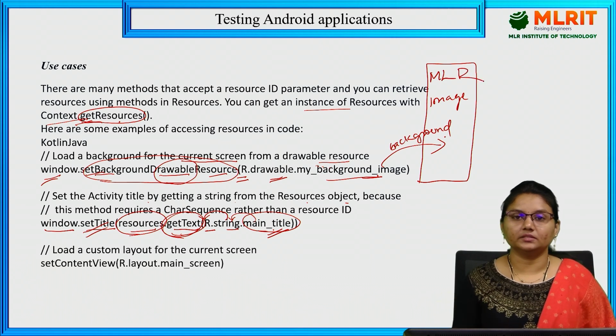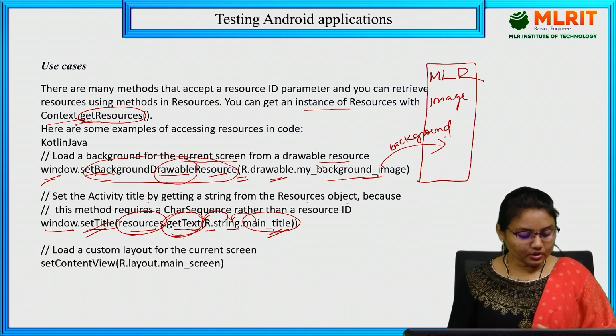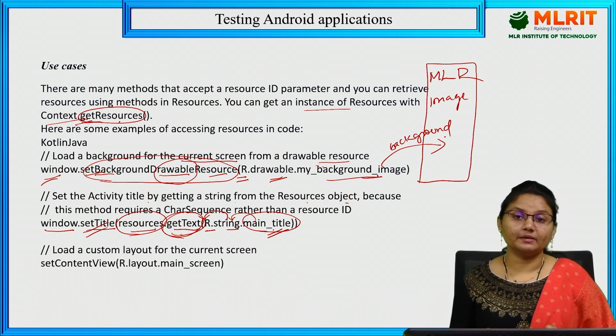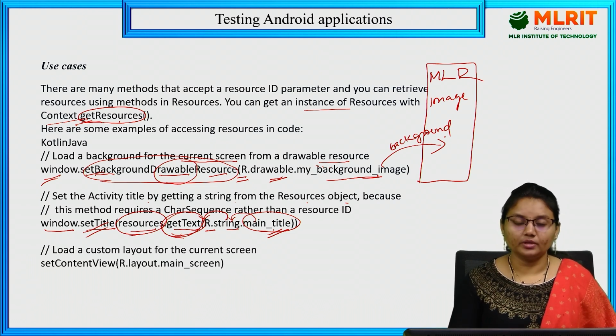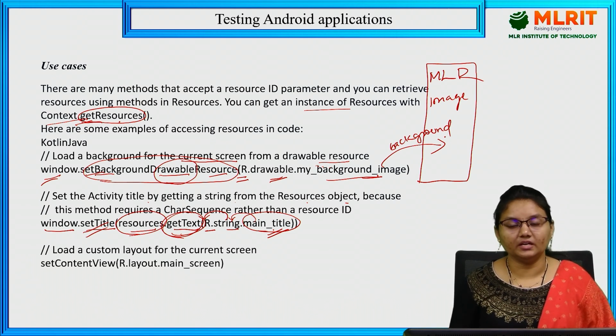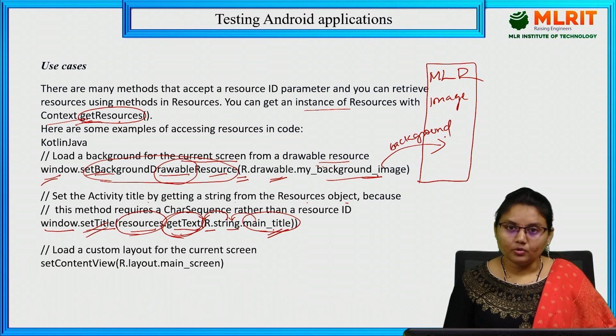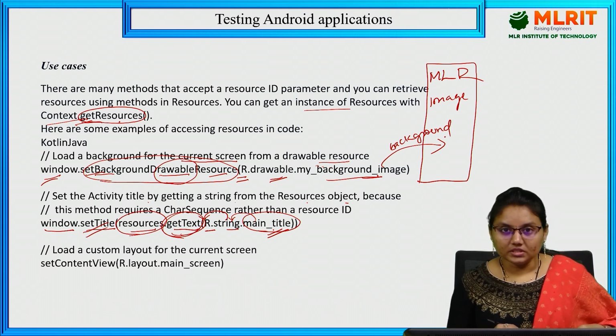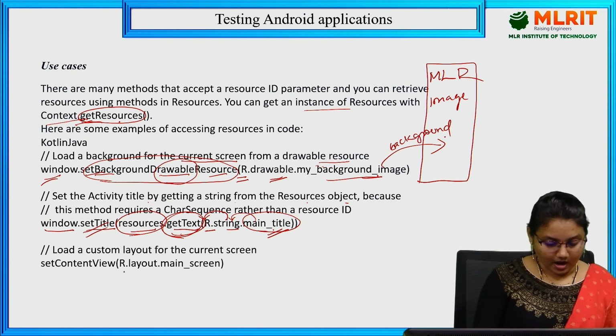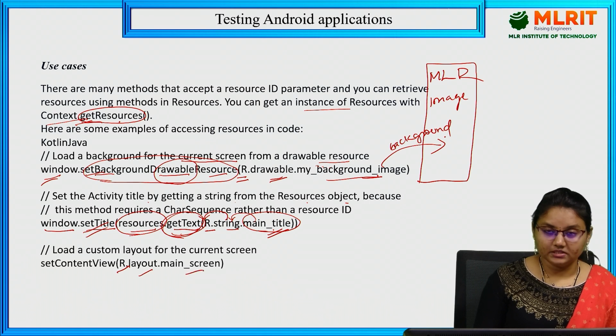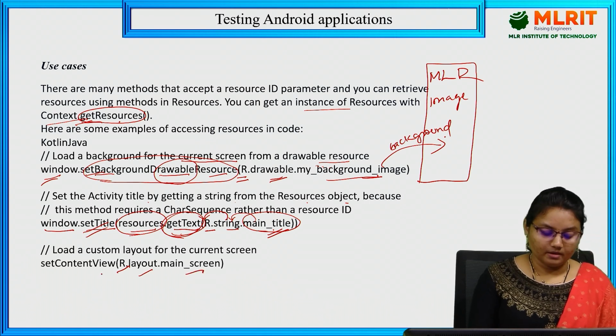Say for example MLR. Now load the custom layout for the current screen. Custom layout means whatever layouts you have, say four layouts defined for your application. Say layout 2 should be loaded. How will this layout 2 be loaded? R.layout.main_screen. This may be the first one. So this will be loaded by using which method?